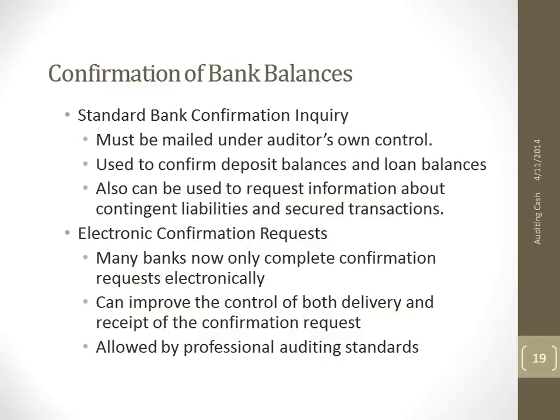With standard bank confirmations, you're also going to request information about potential contingent liabilities. So if the company has an outstanding line of credit, any loan agreements, contingencies, contingent liabilities or secured transactions. Remember we talked about the secured credit facility in one of the cases, right? So that information you'd also request on the bank confirmation.